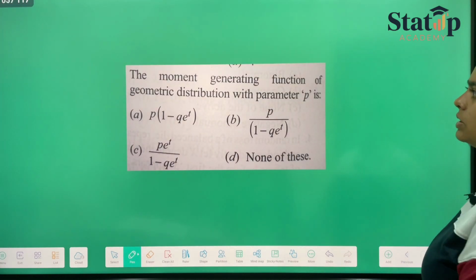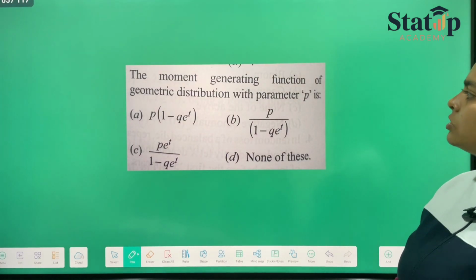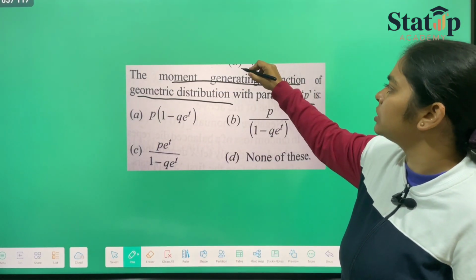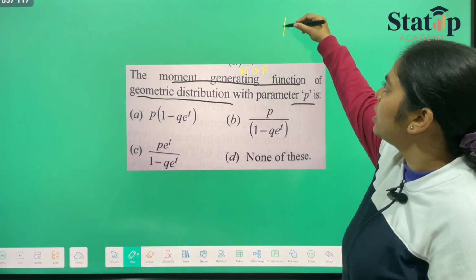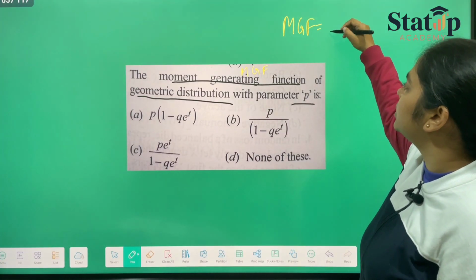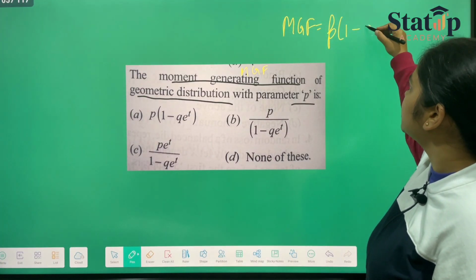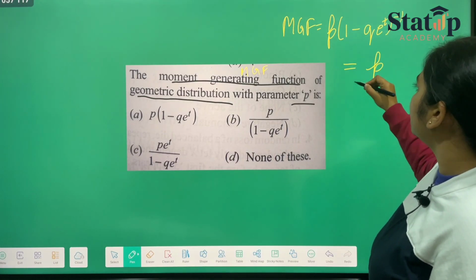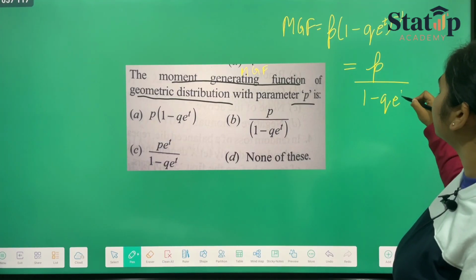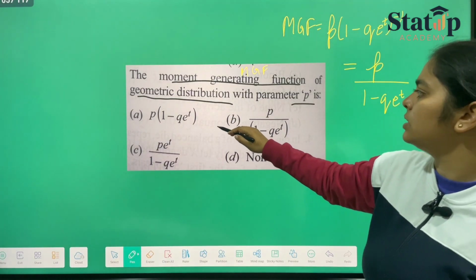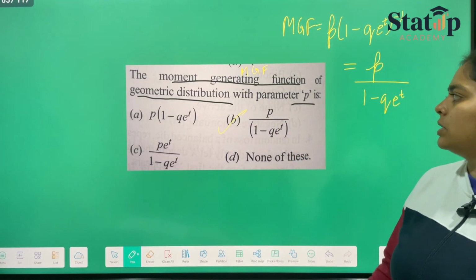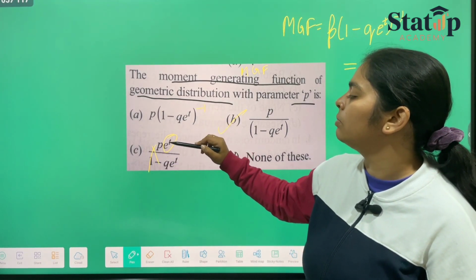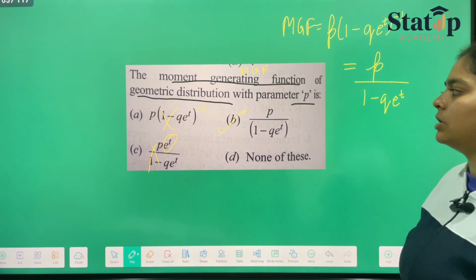Now the third question is the moment generating function of a geometric distribution with parameter p. The moment generating function, or mgf, I've told you, is equal to p into (1 minus qe^t) raised to the power minus 1, or it can also be written as p upon 1 minus qe^t. Now the option which matches is option number B, because here e^t is multiplied, so it is cancelled, and here the power is not minus 1, so it is cancelled.